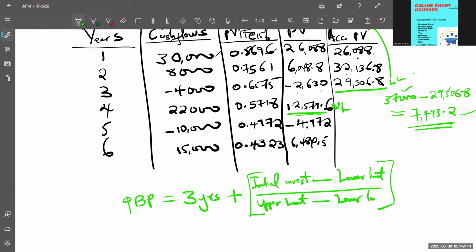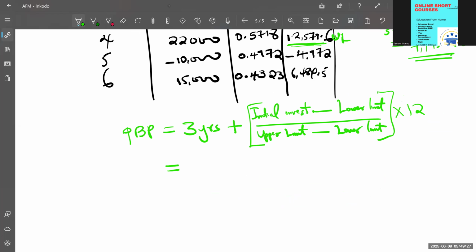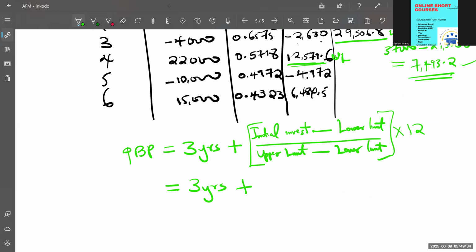But again, remember, we need the period in months. And in a year, we know a year has 12 months. So whatever we are going to get from this bracket, we multiply by 12 to get the period in months. So to recover our total investments, we are going to recover it in 3 years plus. So the numerator we've already computed, that is the initial investment, 37,000. Let me just write it for the sake of understanding, for someone not to get confused.